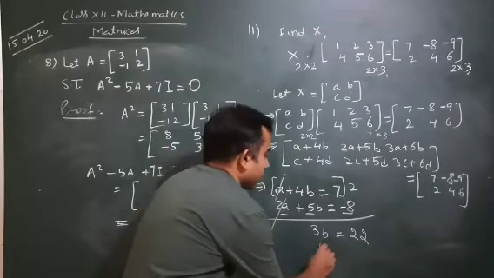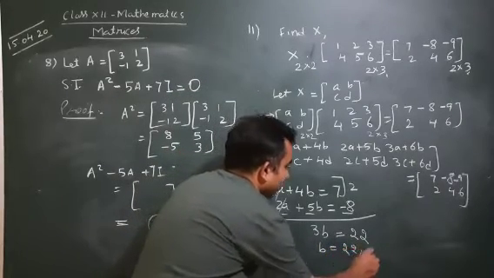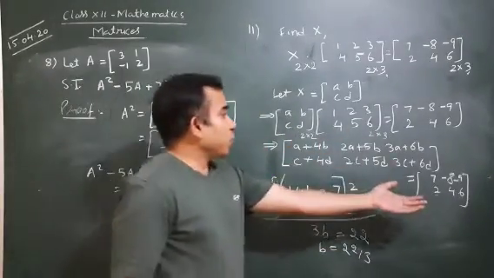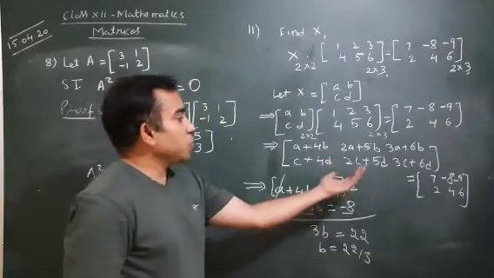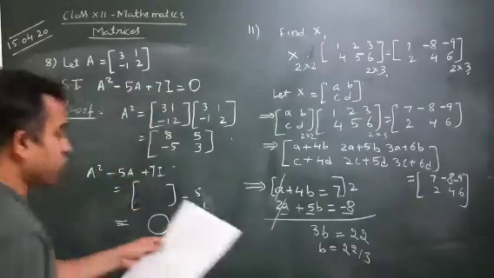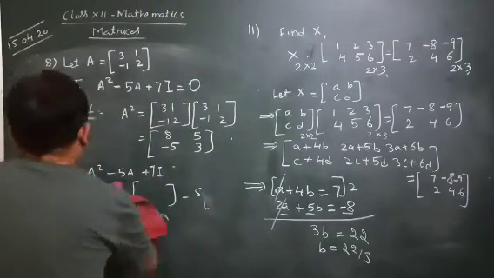Yeah, and I think this much hint is enough, right? Similarly, you can compare some more equations. C plus 4D is equal to 2, 2C plus 5D is equal to 4, and the values can be obtained. Nothing more in this question. Question number 12, let us see.